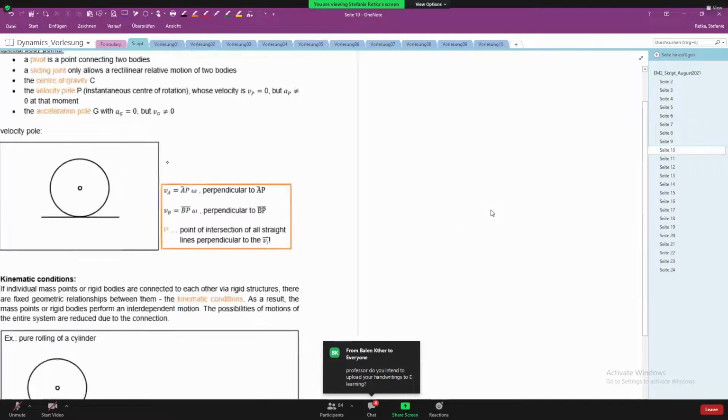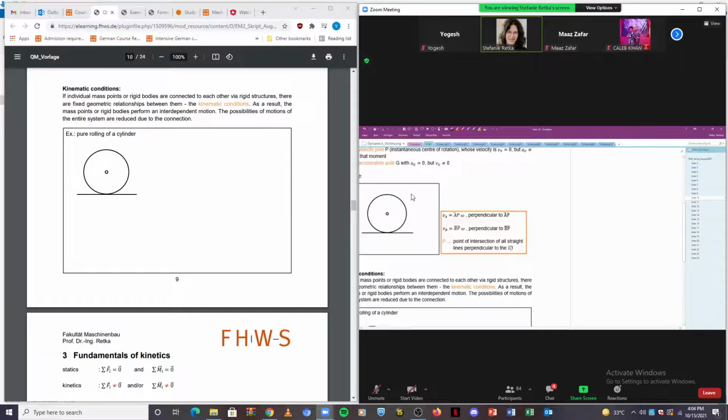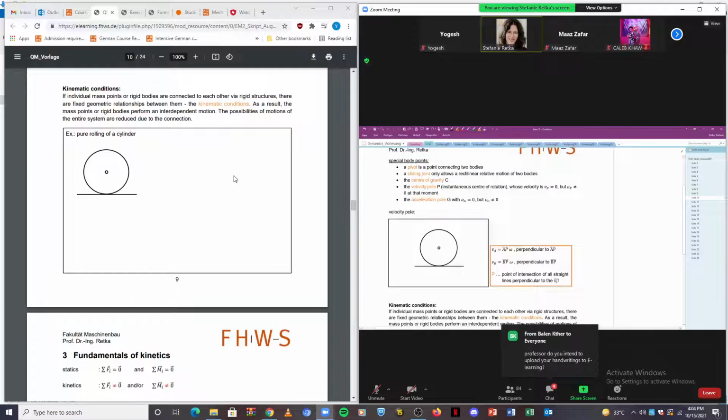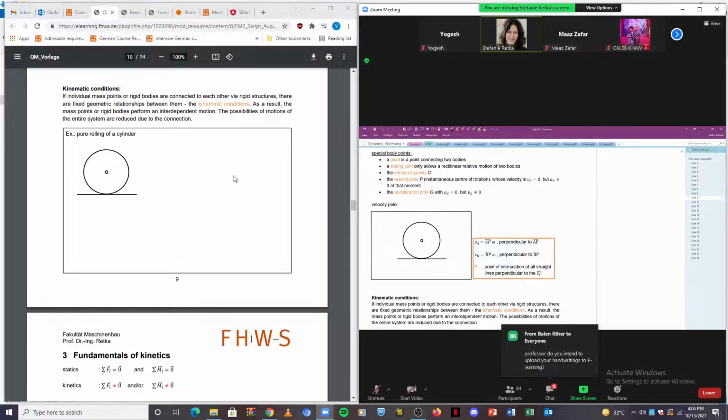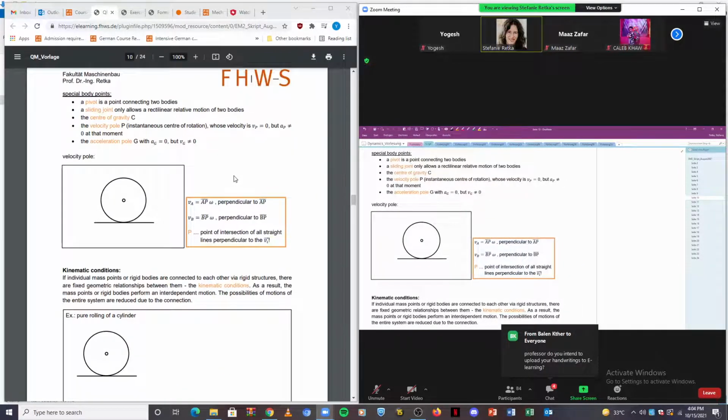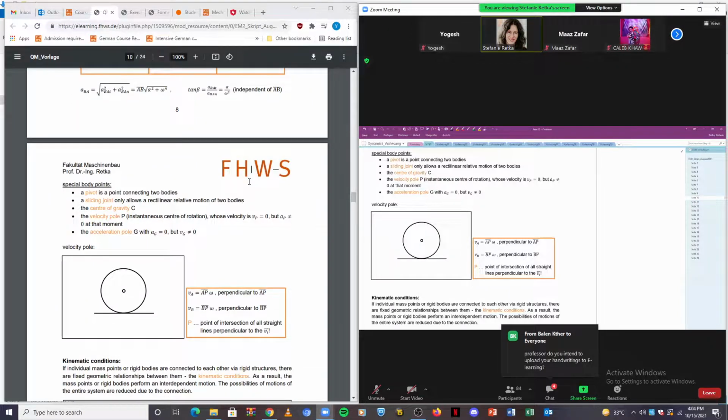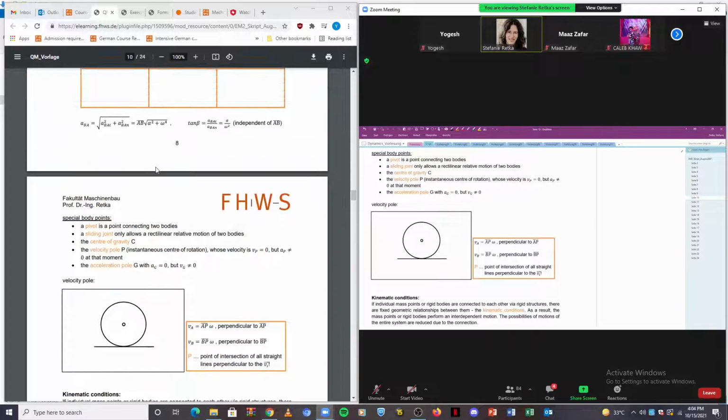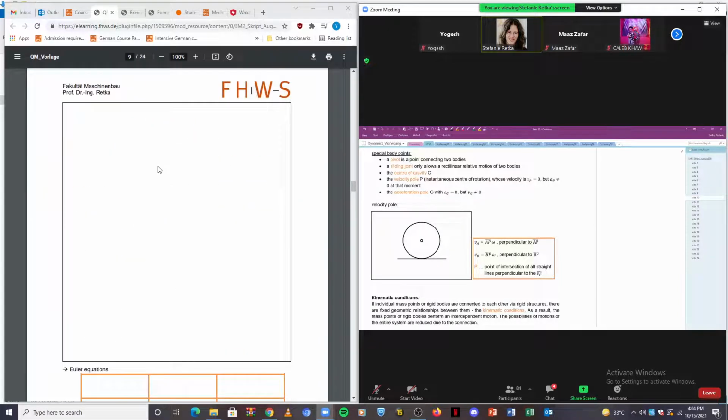Okay, so the next part is that we can talk about some special body points. Some points we can pick on our rigid object help us describe the motion, because we know the motion of this point, and then it makes it easier to use this as our point A, for example. So they are just named here.